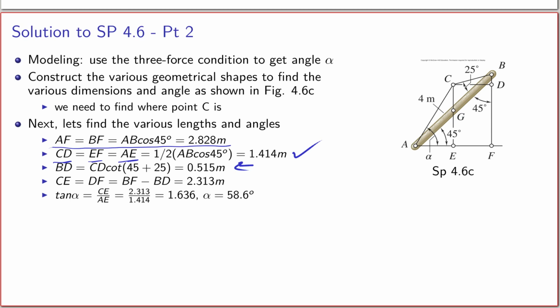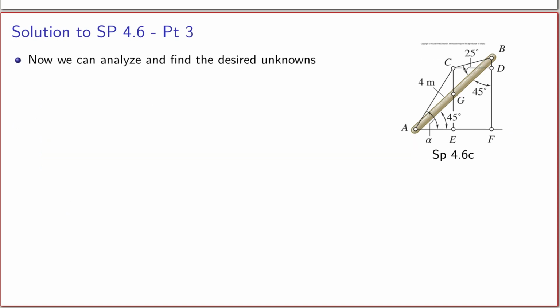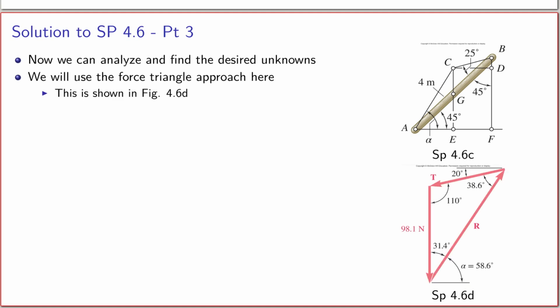And finally, we have CE, which is the same as DF, which is nothing but the total length BF minus BD. Okay? And so that gives us all the information we need, and we can find the angle alpha to be 58.6 degrees. So now what remains is to find the actual force, or the tension that's applied, and we can do that either using the vector approach, or using the triangle approach, which is one of the techniques we learned way back in chapter 2. Okay, so we'll show you how to use the triangle approach here.